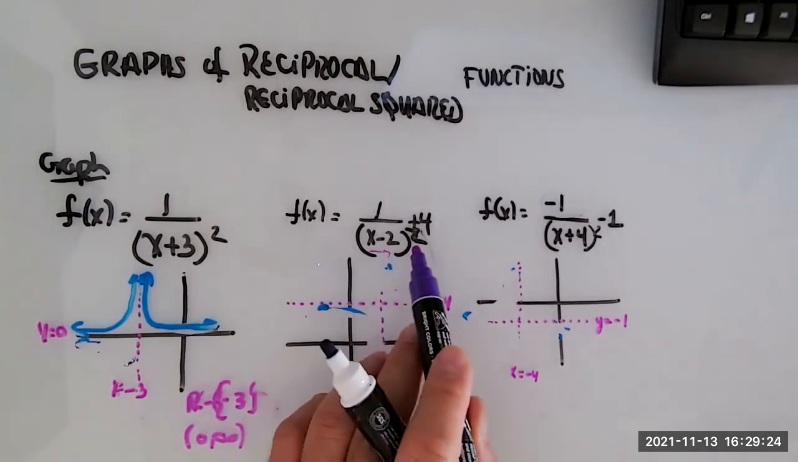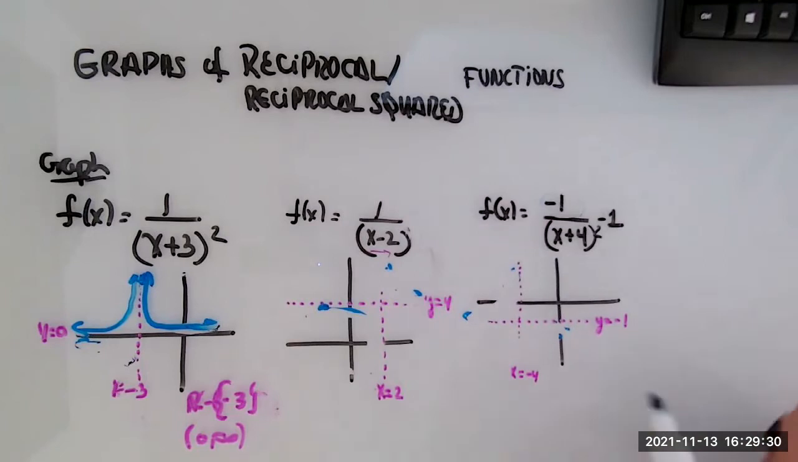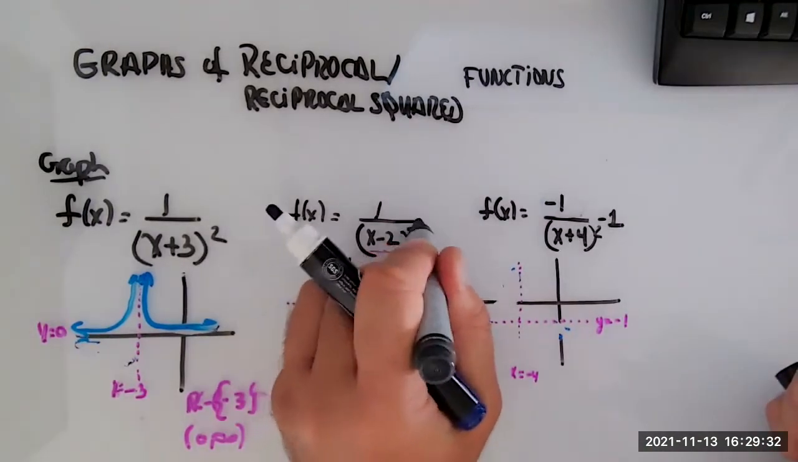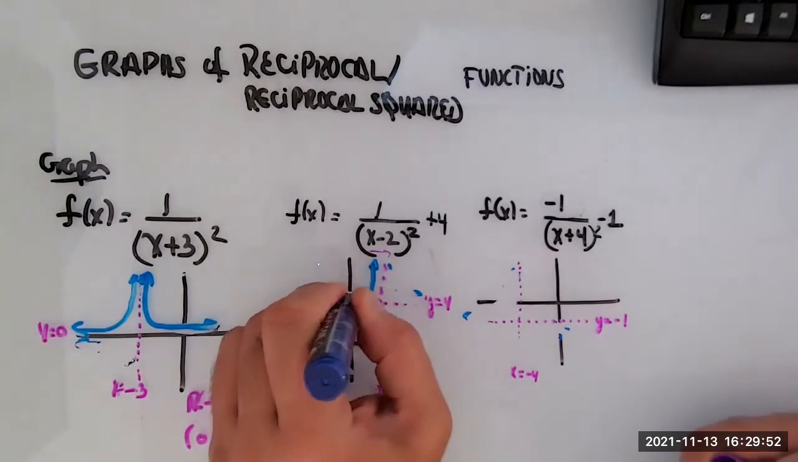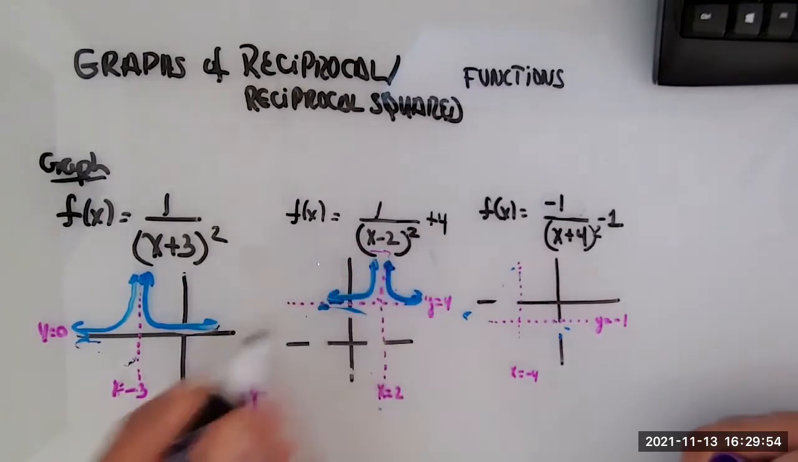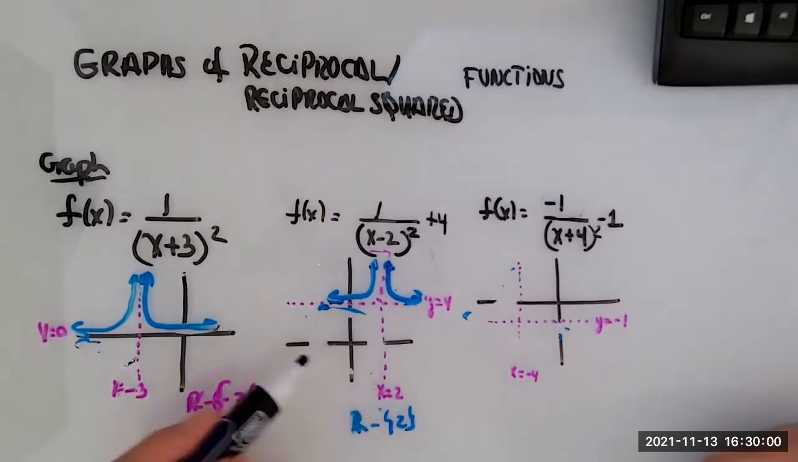Now we have 1 over x minus 2 squared plus 4. Same old, the graph gets pushed 2 units to the right and 4 units up. Still my vertical asymptote is x equals 2, horizontal asymptote y equals 4. And my new graph will look like here. So what is my domain? All real numbers except 2, and my new range will be from 4 to infinity, excluding 4.